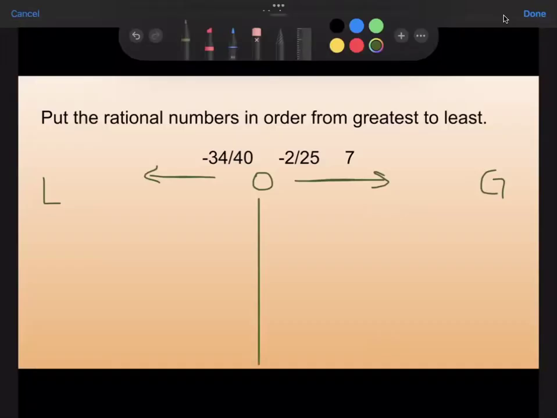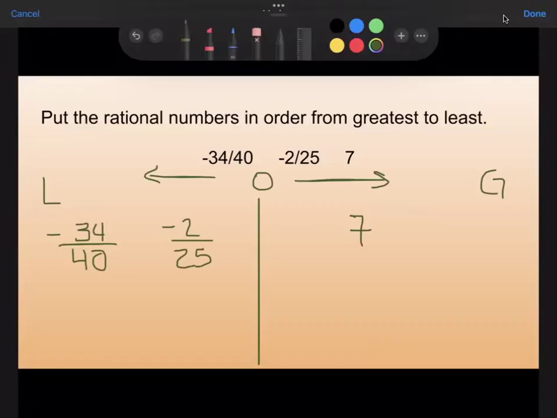So on the left side, or the negative side, would be -34 over 40 and -2 over 25. And then on the positive side, I would have just 7. That's the only positive number there. So that definitely has to be the greatest.